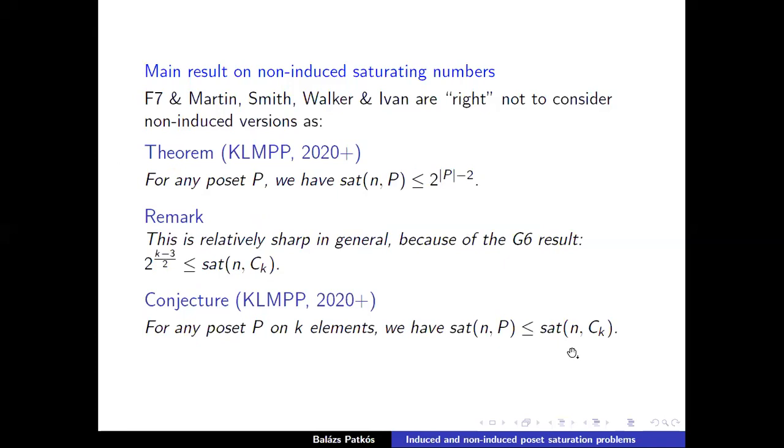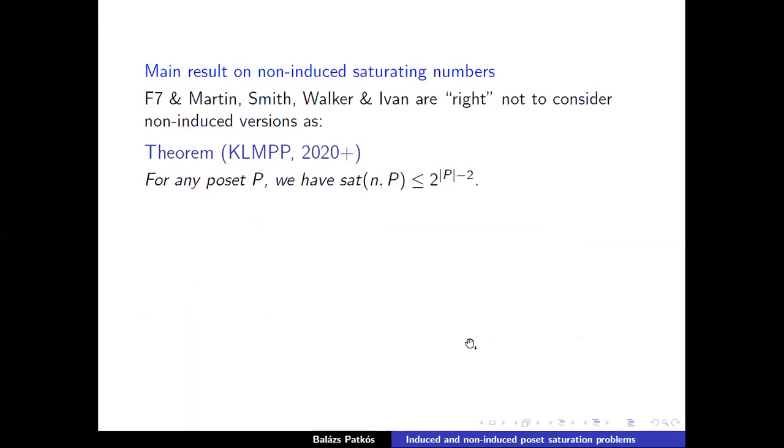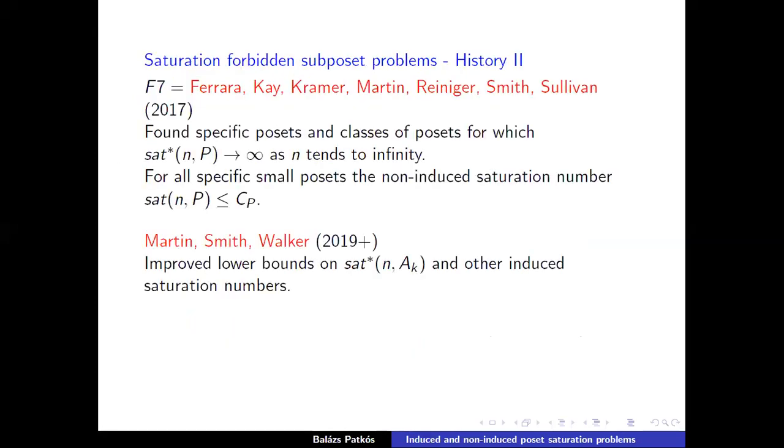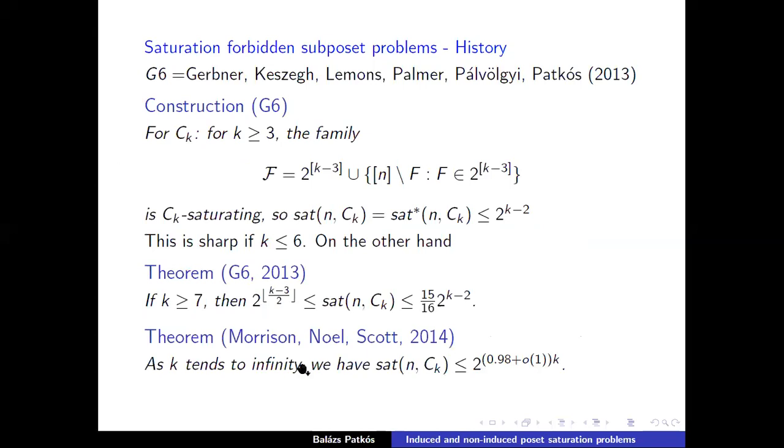So this is the conjecture. The conjecture is that if you consider non-induced saturation, then the chain is the hardest to saturate. And if this conjecture is true, as Demeter mentioned, then because of this result of Morrison, Noel, and Scott, the coefficient shouldn't be 1, but something smaller, because we know that for the chain, something smaller is true, but we don't know whether our conjecture holds, whether it's indeed the chain which is hardest to saturate.